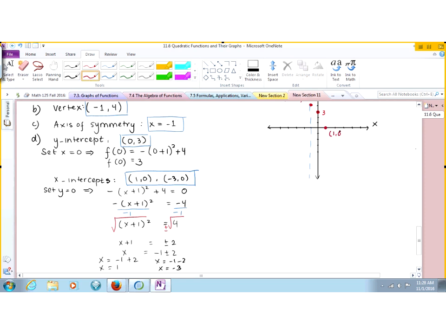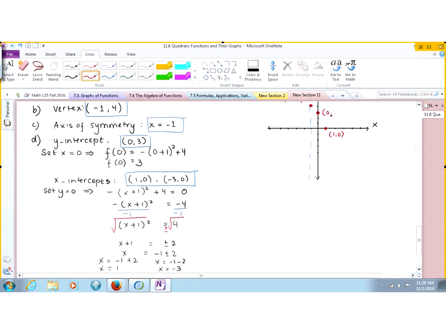Okay, so now where is (1, 0)? Right here. This is (0, 3). And the other one was (negative 3, 0), so it's right here. All right, now, do you think you know the shape of the parabola? Sort of. How many points do I have now? 4. I need how many? 5. All right. How do I get the other one?